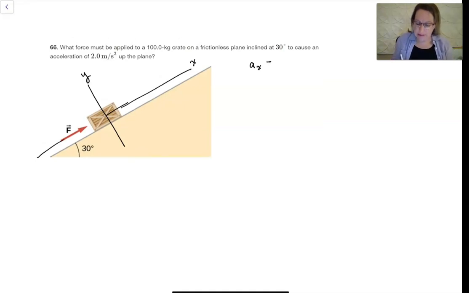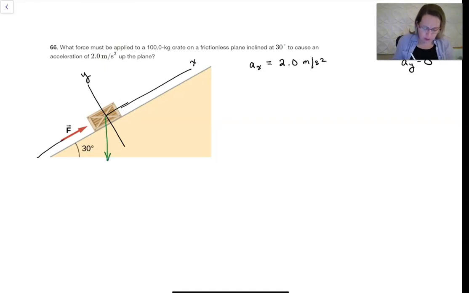In fact, we want it to be 2.0 meters per second squared. But in the y direction, because it started at rest, it's not going up or down off the incline, that's 0. And that just makes everything easier. If you can set up your axis to align so that the acceleration is 0 in one of the two directions, it turns out to be worth it, even though there's some trig we have to do along the way. And the trig we have to do along the way has to do with finding the weight.